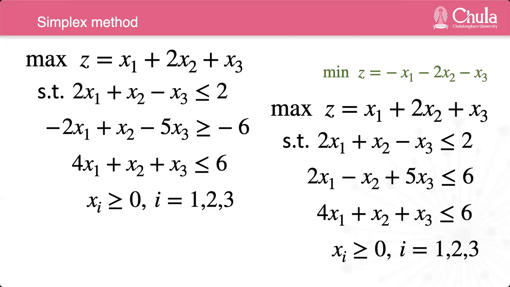Yeah, it's cool. Okay. Well, we minimize it, right? Minimize negative x1 minus x2 minus x3. And for the constraints, the first constraint, we don't have a problem at all. We just add one slack variable, because on the right hand side, it is non-negative. And for the second constraint, we multiply by -1. So it becomes 2x1 minus x2 plus 5x3 less than or equal to 6, right?